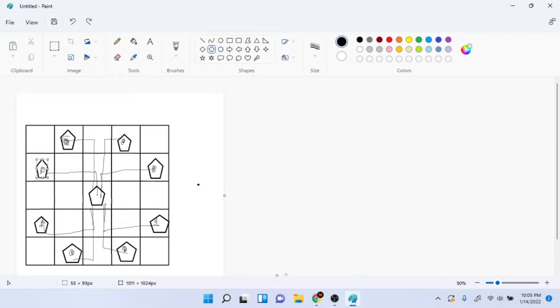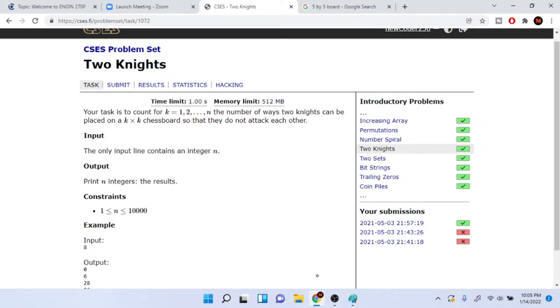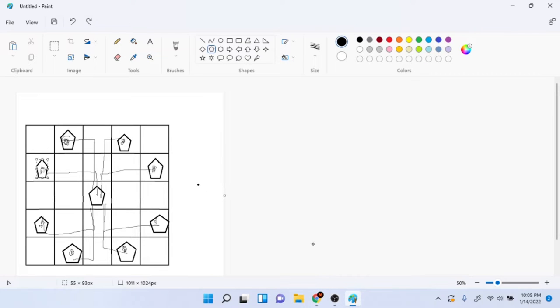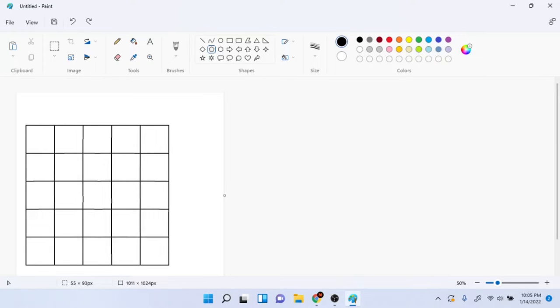Okay, so now our task is that, given a k by k board, we need to count the number of ways two knights can be placed on this board such that they do not attack each other. Before we even begin, let's just assume that these two knights are just regular pieces, any pieces.